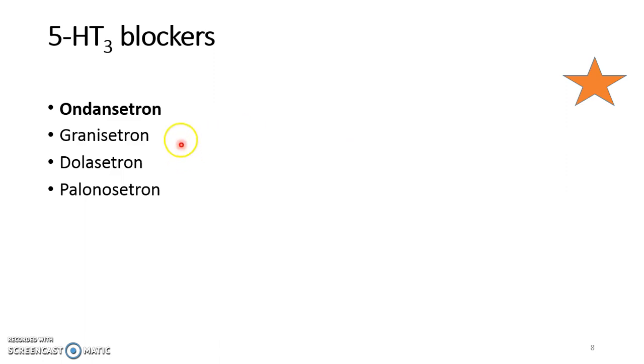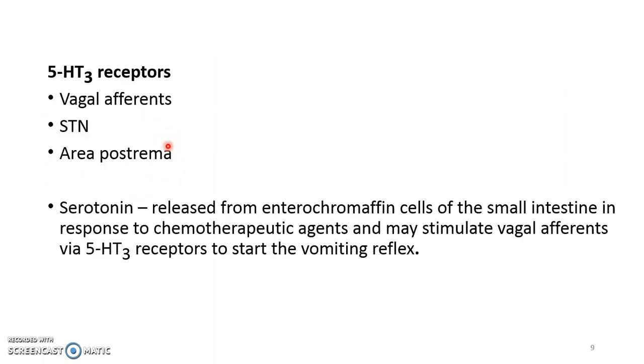So the serotonin 3 blockers, the common ones are ondansetron, granisetron, dolasetron, and also palonosetron. So these are some of the commonly used serotonin 3 blockers. The serotonin 3 receptors are found in the vagal efferents, the 10th cranial nerve, and then also the solitary tract nucleus, or the nucleus tractus solitarius, and also in the area postrema, the AP.